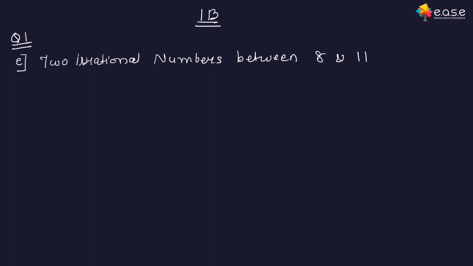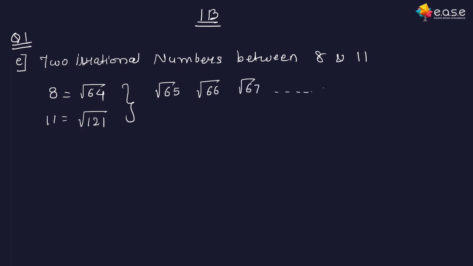So what we'll do, let us take 8. 8 is going to be root of 64. And let us take 11. 11 will be root of 121. So basically from 64 until 121, what are the numbers we are going to have in between? So we can have root of 65, root of 66, root of 67. This we can continue like that. Root of 82, root of 83, like this. Continue up to root of 120 and root of 121, correct?